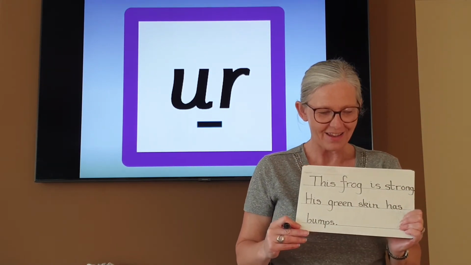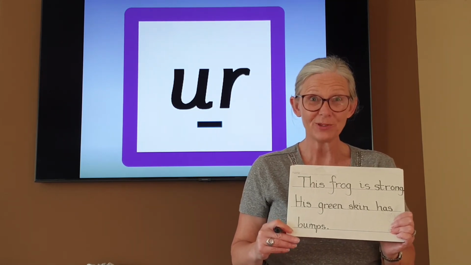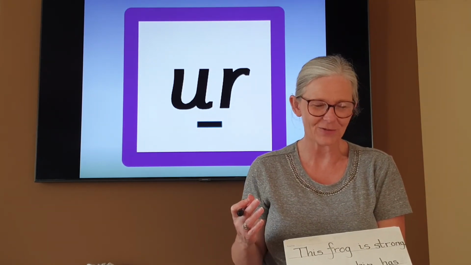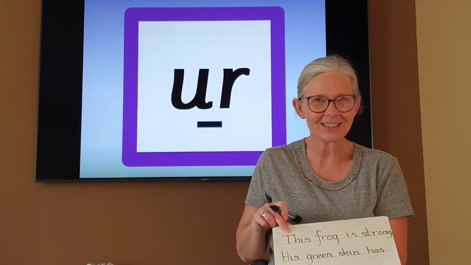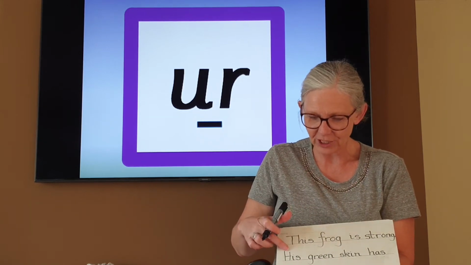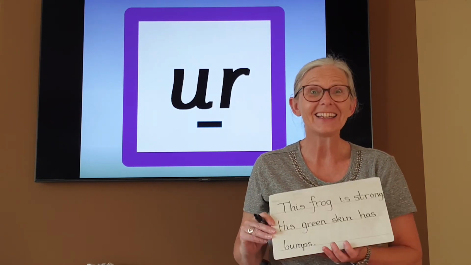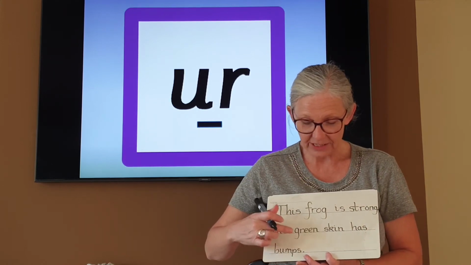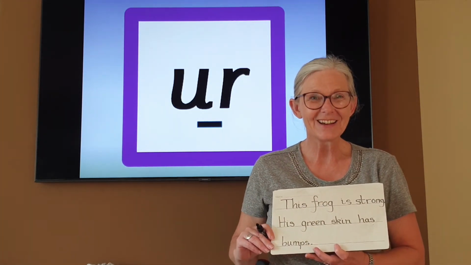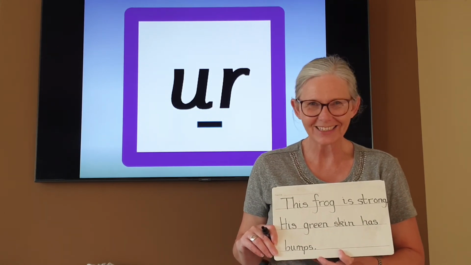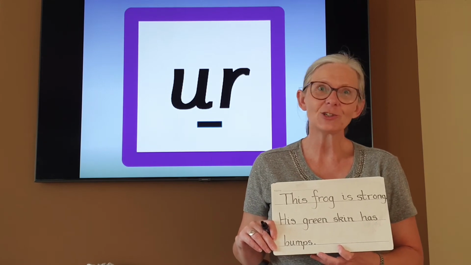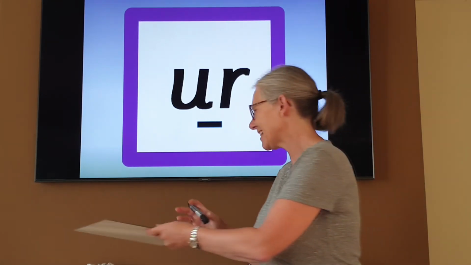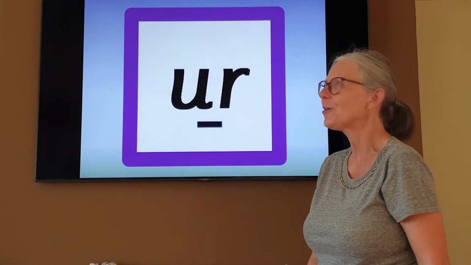Fantastic. Okay. That's brilliant. Now we need to read both sentences together. Are you ready? Does each of your sentences start with a capital letter? My one does here. Then I've got a full stop, and then I've got a capital letter and another full stop. Brilliant. Now read it and check what you've written. This frog is strong. His green skin has bumps. Fantastic. You could even write another sentence if you wanted to, like, I don't know, he likes to swim in the pond, maybe. Okay, you can write whichever sentence you like. Fantastic. Okay, pop your pencils down and we shall move on.